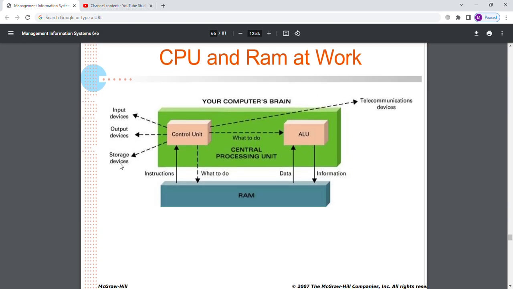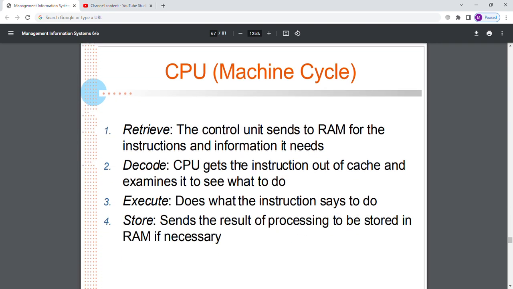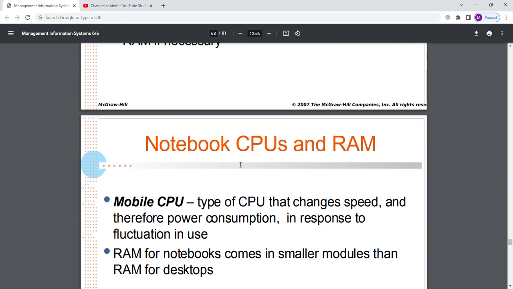CPU and RAM at work. This is a graphical representation of CPU and RAM at work. Retrieve: the control unit sends to RAM for the instruction and information if needed. Decode: the CPU gets the instruction out of cache and examines it to see what to do. Execute: does what the instructions say to do. Store: sends the result of processing to be stored in the RAM if necessary.